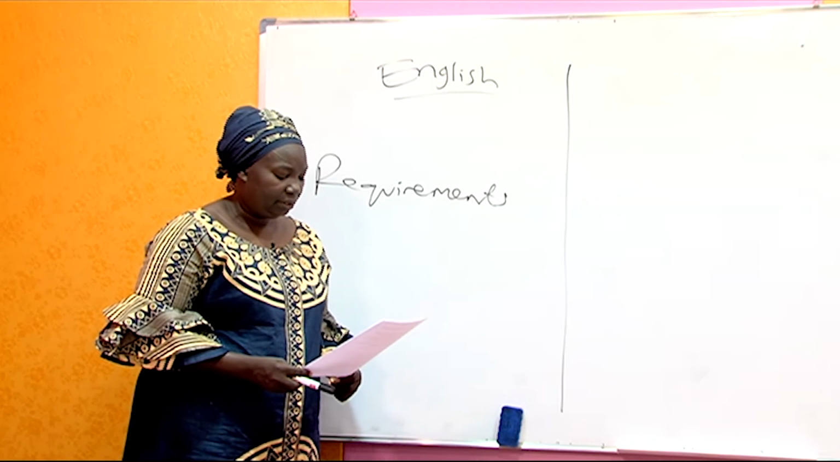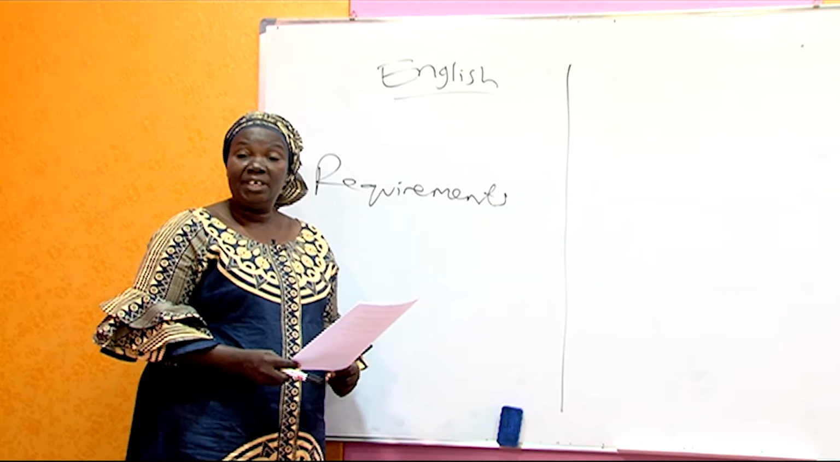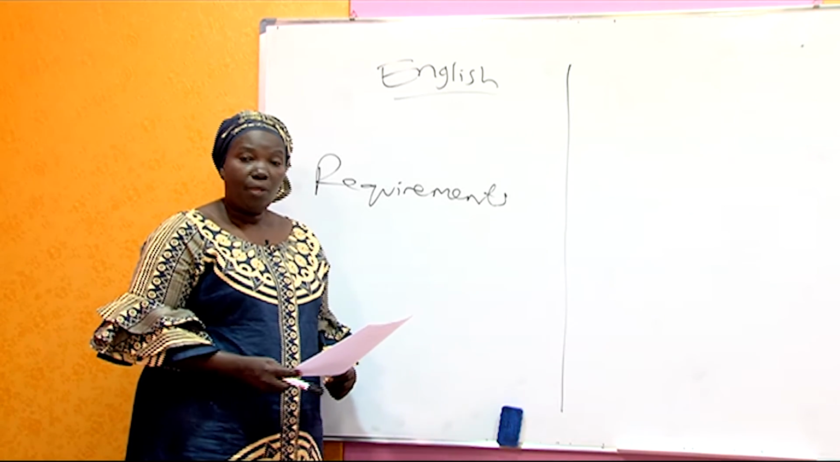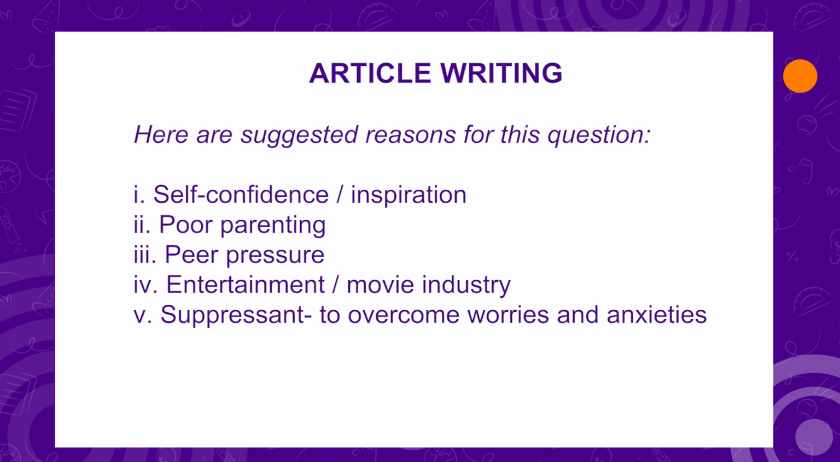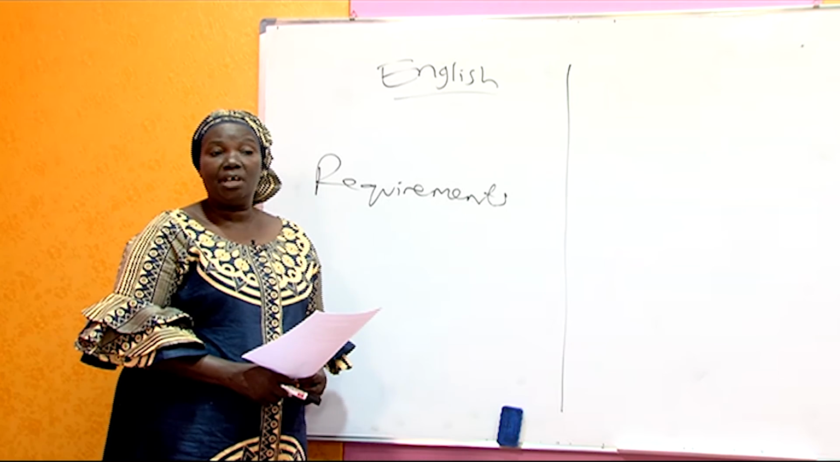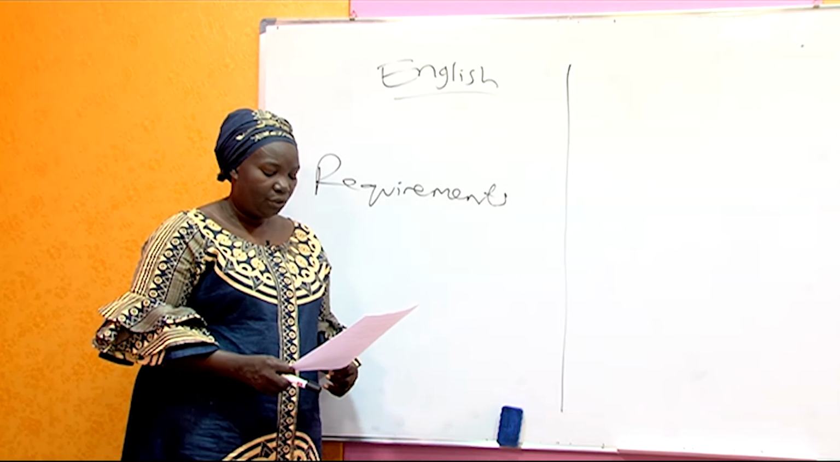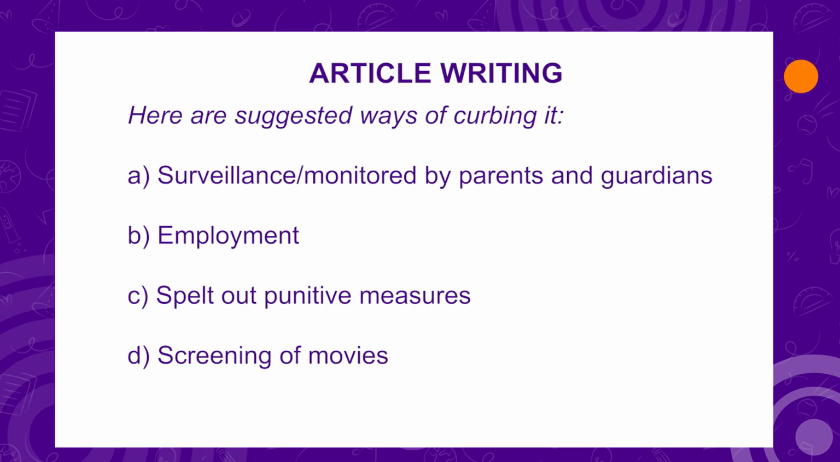Suggested reasons: self-confidence, inspiration, poor parenting, peer pressure, entertainment and the movie industry, suppressants to overcome worries and anxieties. Suggested ways of curbing this: surveillance, monitoring by parents and guardians, employment, spelled out punitive measures, screening of movies.